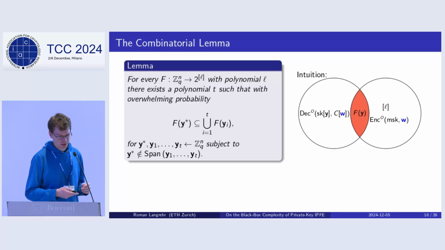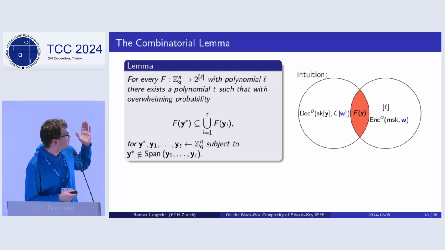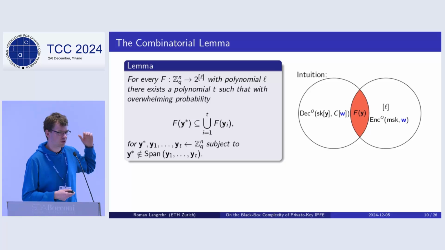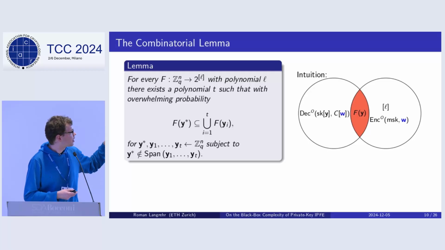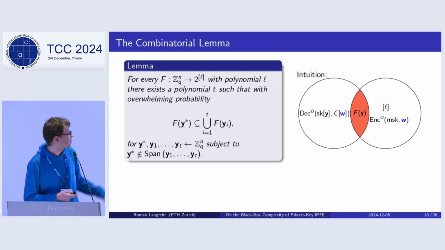And we formulate this property that we need as a problem of extremal combinatorics. Namely, we abstract it in the following lemma. The lemma says that for every function f that maps our vectors to a polynomial size set, and the intuition here is that this polynomial size set describes the random oracle queries that were made during encryption, and f of y now are the random oracle queries that also appear when we decrypt with a functional secret key for y. So what's shown here in red.